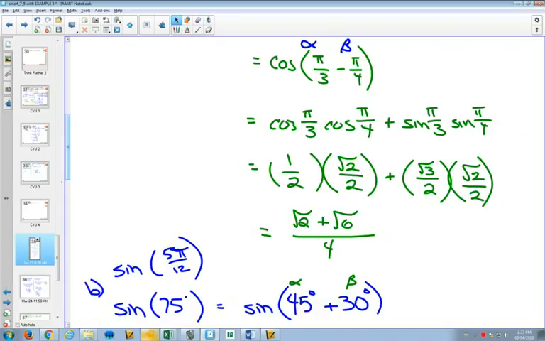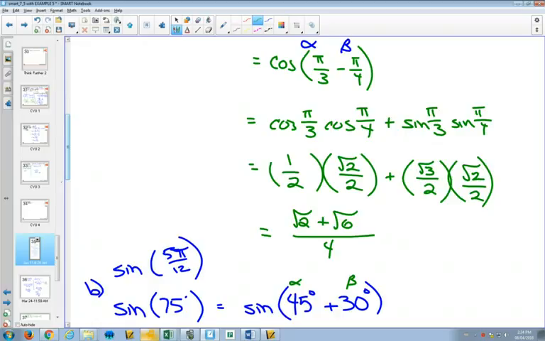Now the number one mistake that students make at this point is they think they can distribute sine and say, is this equal to sine of 45 plus sine of 30? Because you're used to distributing if it's a number. Unfortunately, because sine itself isn't a number, it's a function, you can't distribute it. So the only thing you can do when you have sine of something plus something is use one of these formulas. In this case, we'll use the second one here.